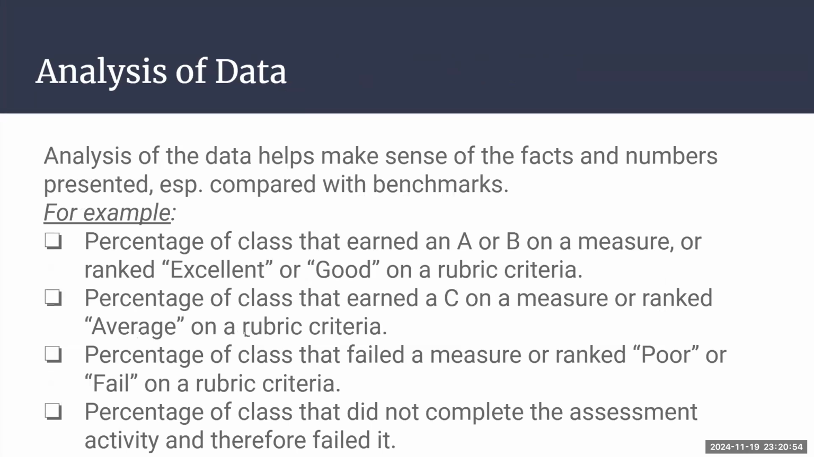So again, as some concrete broken down examples, you might have a percentage of the class that earned an A or a B on a measure or ranked excellent or good on a rubric, or a percentage that ranked a C or average, poor, or failed, or did not complete it at all.